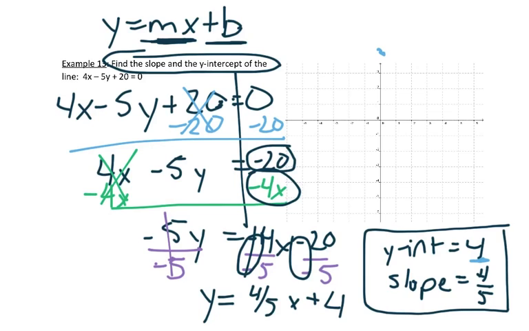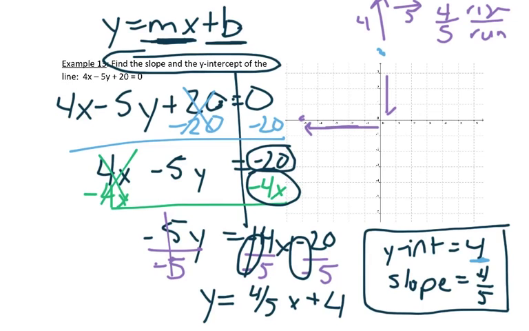And then our slope is 4 over 5. And that's rise over run. So that would mean up 4 and then right 5. But that is so far off our graph that we're going to do the opposite of it. So we're going to go down 4 and then left 5. I get a dot right here. And then we'll draw a line through those two dots. And that's our graph.